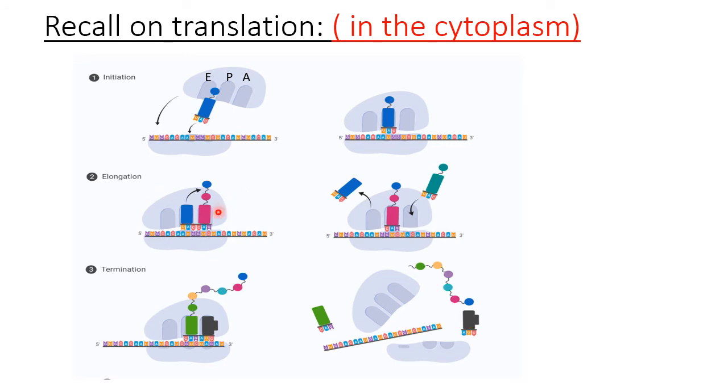Then we have elongation. Another tRNA comes with an anticodon complementary to the codon present on the mRNA and carrying the specific amino acid. Then the amino acid, which is methionine on the first tRNA, binds with the amino acid on the second tRNA, which is present in the A site. So a peptide bond is formed between the two amino acids, and this tRNA, which first carries the methionine, will be detached.